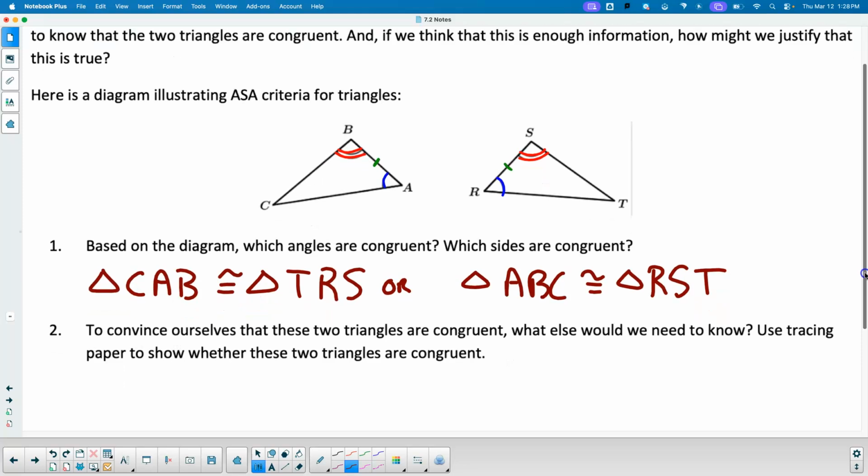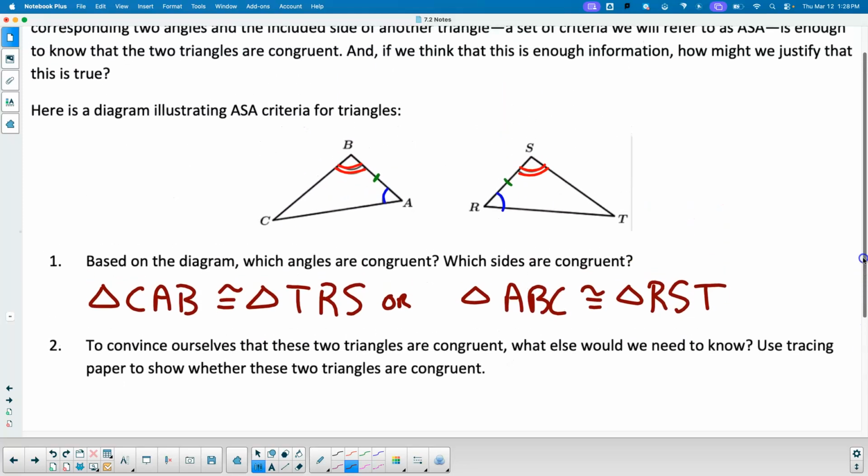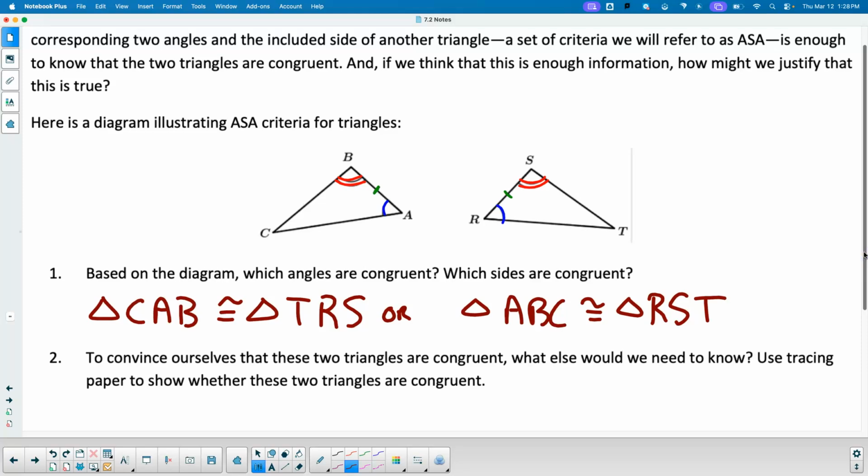We're not going to use tracing paper. We get it, they're congruent. I'm telling you that there is. Sometimes you just got to believe me. But if we were to trace it, you would have to rotate it around, maybe flip your tracing paper over and show that they are congruent.